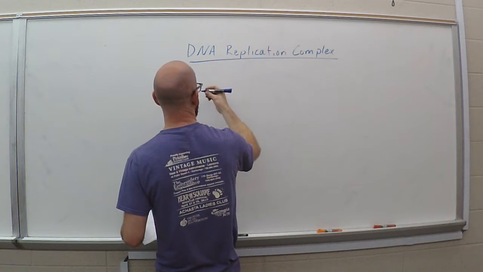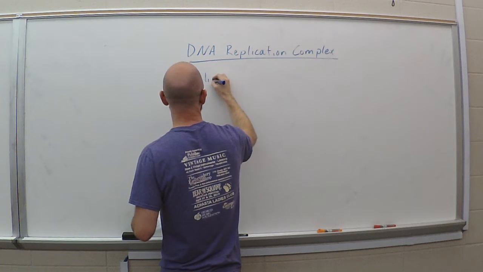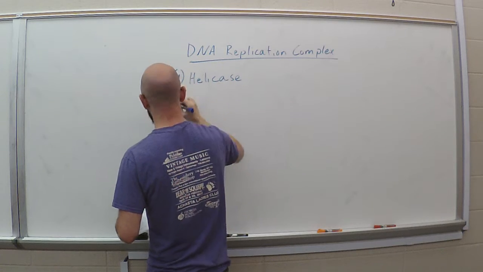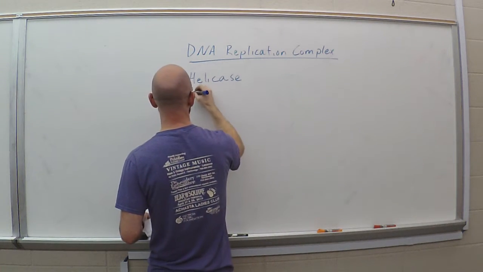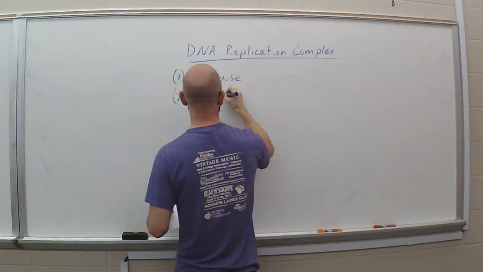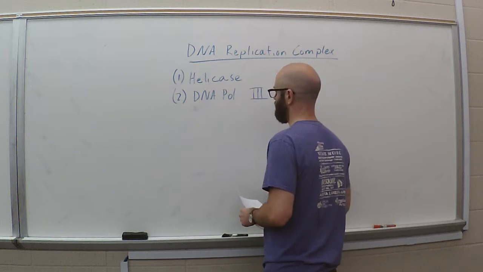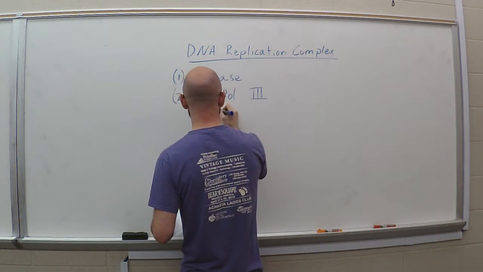The components of the DNA replication complex are helicase, one of them. We've got one helicase protein, two DNA polymerase 3 molecules, and then a whole bunch of connecting proteins.